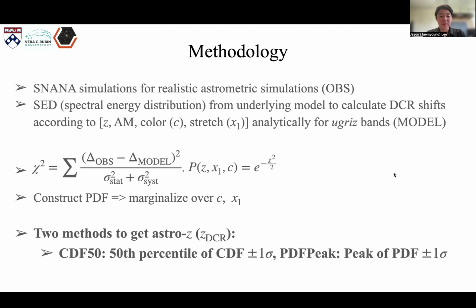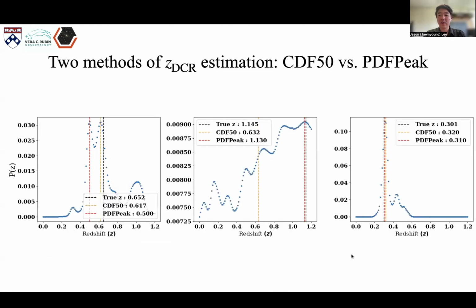We use two methods to obtain our astrometric redshifts from the DCR from now on. One is called CDF50, where we take the redshift corresponding to the 50th percentile of the cumulative distribution function as our estimated redshift, and PDF peak, where we take the peak of the PDF to be our estimated redshift. Now, there are advantages and disadvantages of either method.